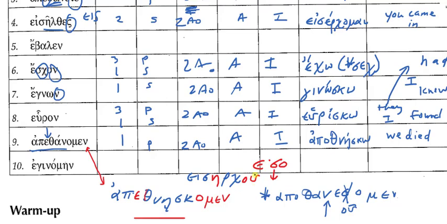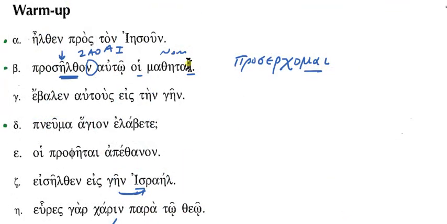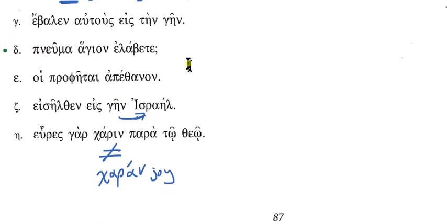Okay, good. Let's look at the warm-ups, shall we? We shall. For delta, we have pneuma hagion elabete. Say that with me. Pneuma hagion elabete. And what's this little doohickey right there? That is a question mark. That's going to make a difference with the way you translate this. All right. What is elabete?